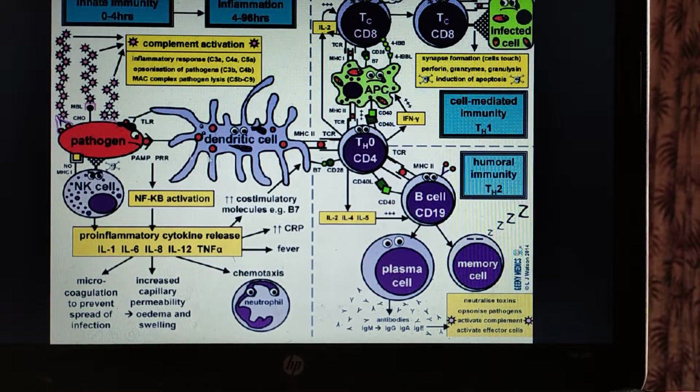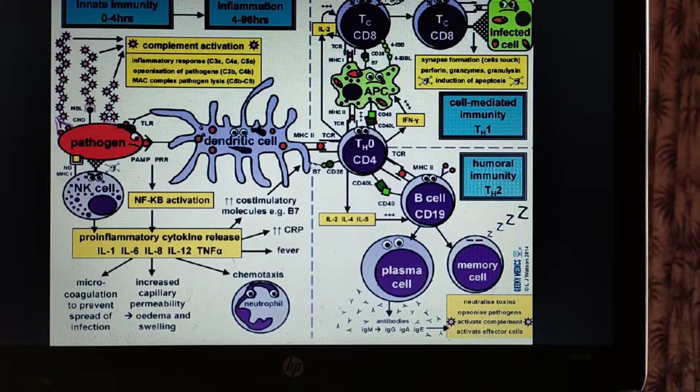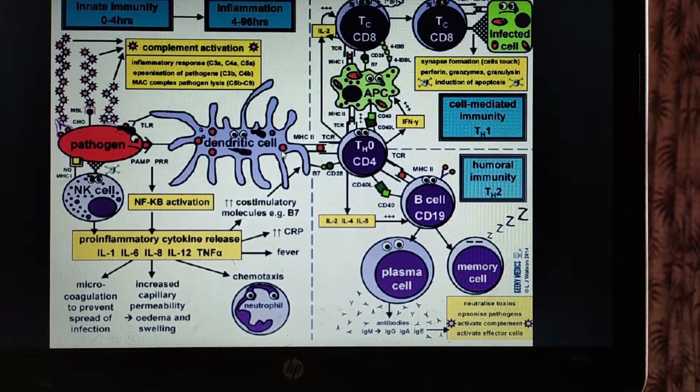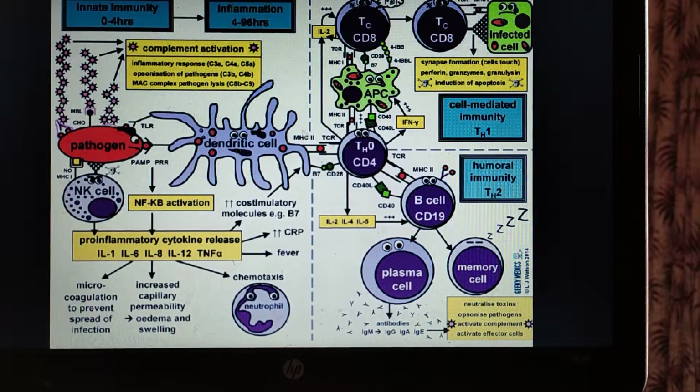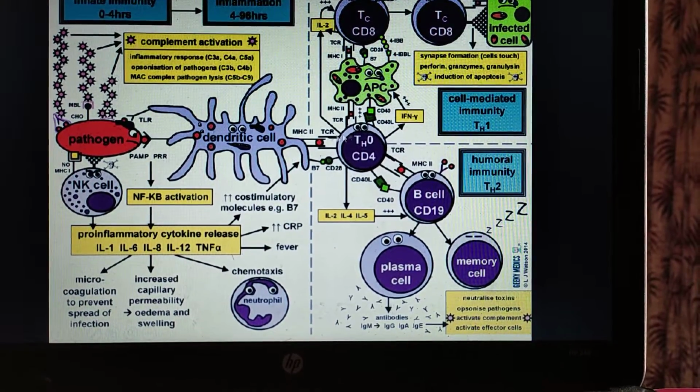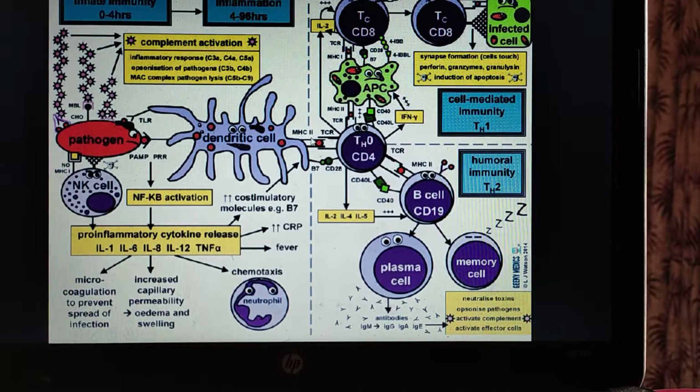Inside the cells, these pathogens are processed and presented on the surface of the antigen presenting cell, which is the dendritic cell. They are presented on the surface of the APC with the help of major histocompatibility complex.